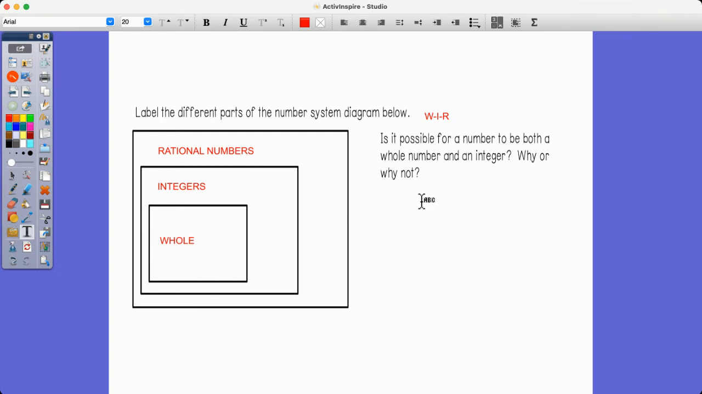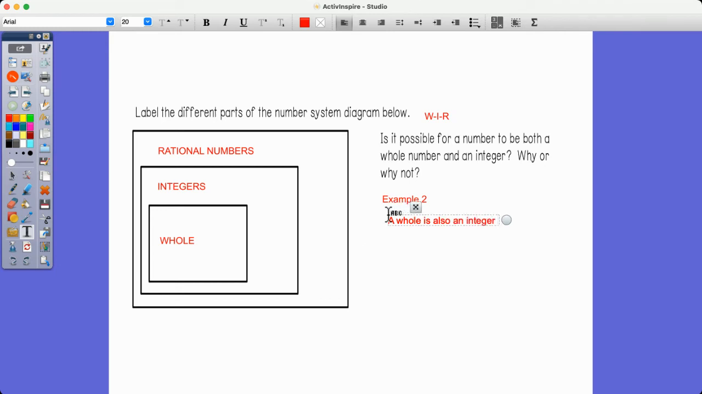So is it possible for a number to be both a whole number and an integer? Why or why not? Well, let's think of the example number 2. 2 is a whole number, right? The definition of an integer is a whole number and their opposite. So a whole number is also an integer.